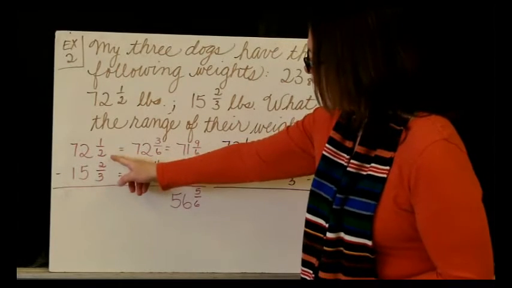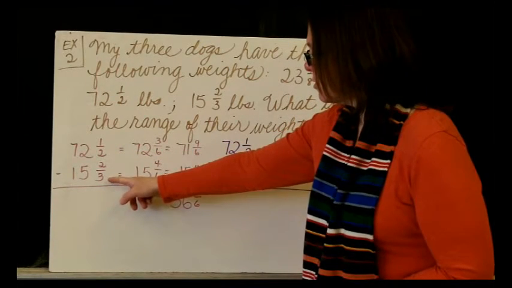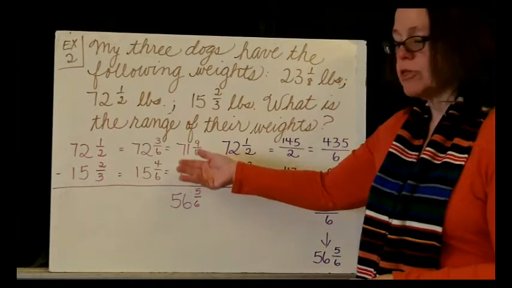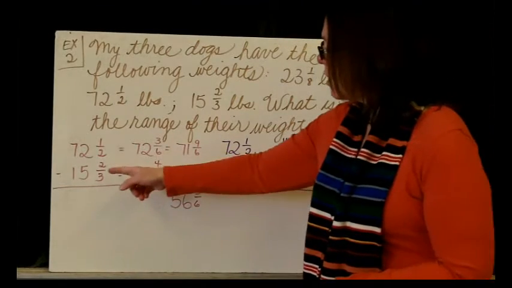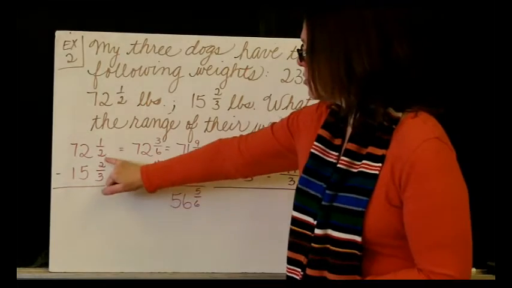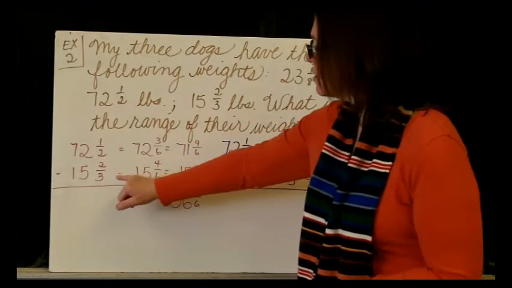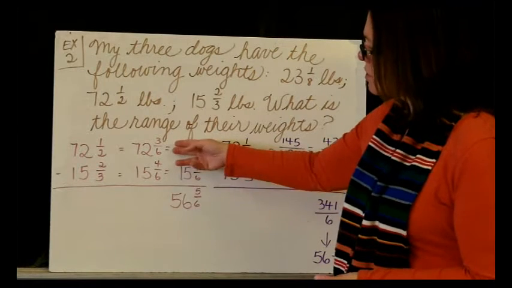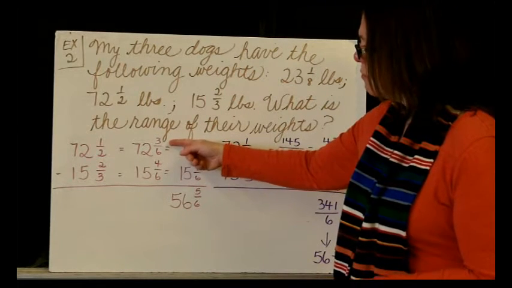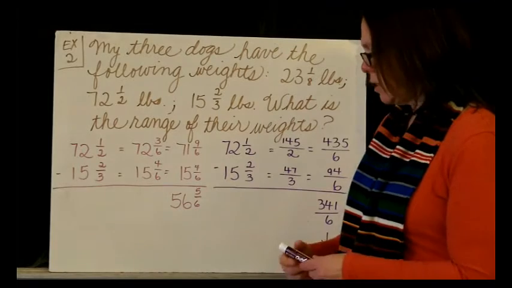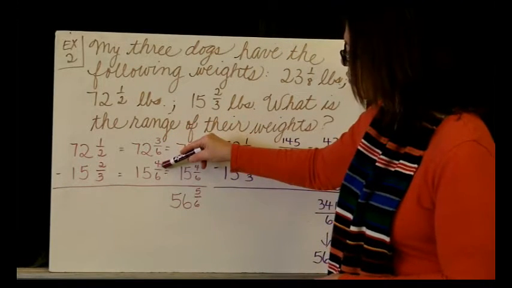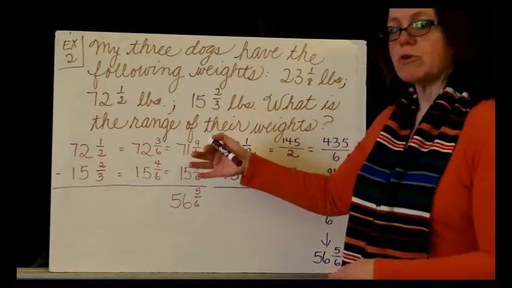We have a half and we have thirds. So the first thing that I did was I found the common denominator, which is 6, and I wrote equivalent fractions. So 1/2 equals 3/6, 2/3 equals 4/6. So now we have 72 and 3/6 minus 15 and 4/6. And as you can see, the 3 is less than the 4, so I had to regroup.